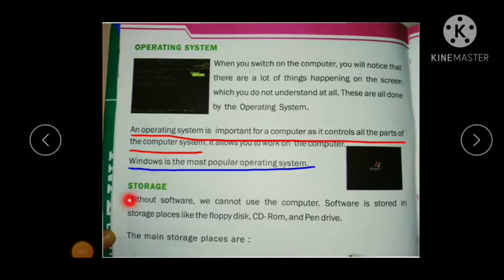Storage. Without software, we cannot use the computer. So we learned that without software, we cannot use the computer, and software is stored in storage places like floppy disk, CD-ROM and pen drive.